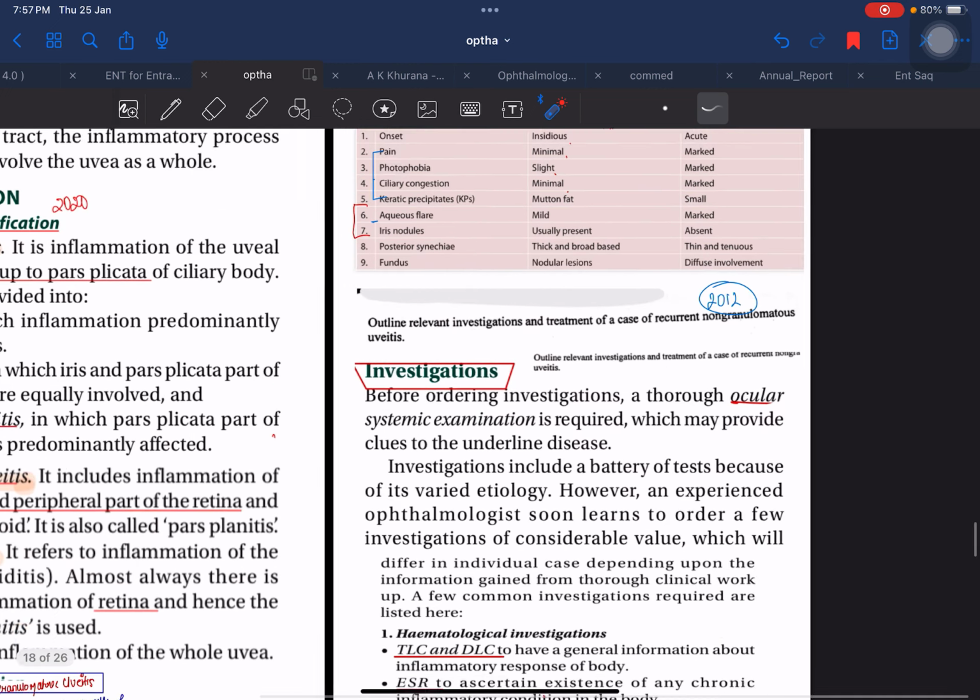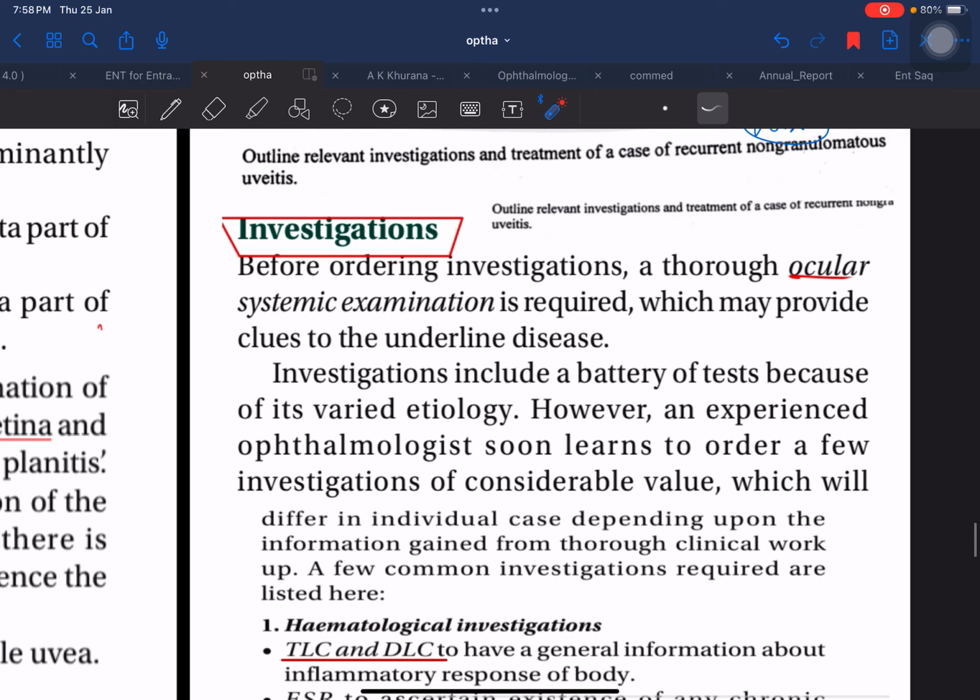Now, talking about the investigations: what are the essential investigations that we need to do, or, in the management of uveitis, what are we going to do? Let's begin with investigation. Before ordering investigations, a thorough ocular and systemic examination is required, which may provide a clue to the underlying disease. What should be included in this ocular and systemic examination?